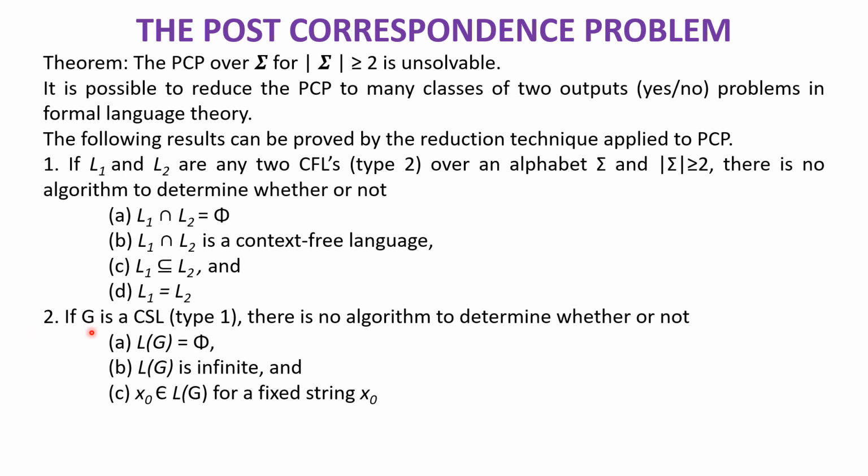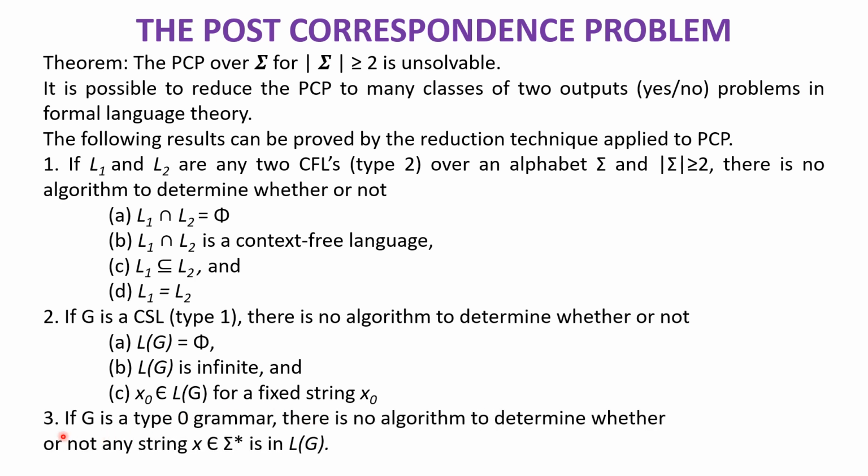Second, if G is a context-sensitive grammar, there is no algorithm to determine whether or not L of G is null, L of G is infinite, and X0 belongs to L of G for a fixed string X0. Third, if G is a type 0 grammar, there is no algorithm to determine whether or not any string X belonging to sigma star is in L of G.